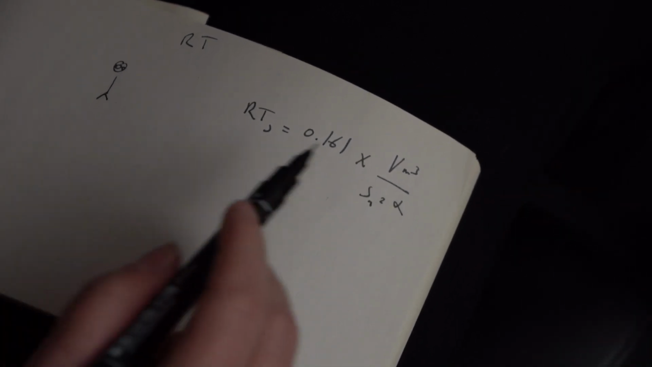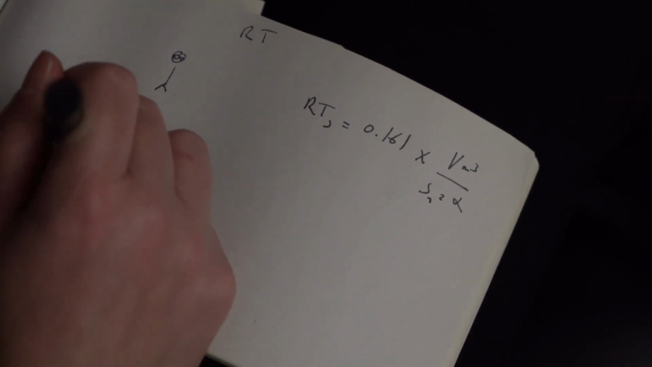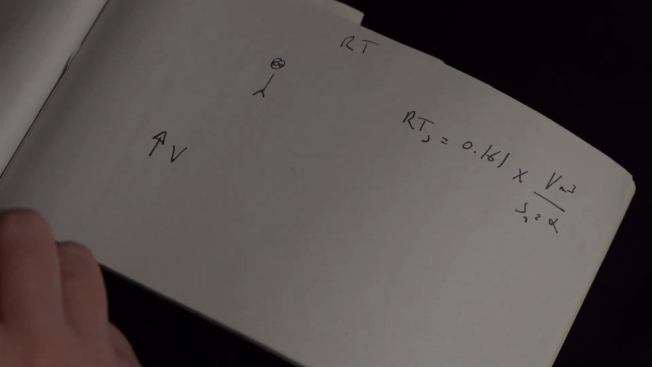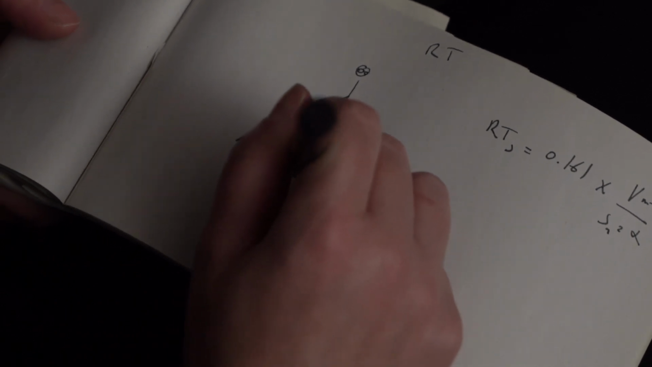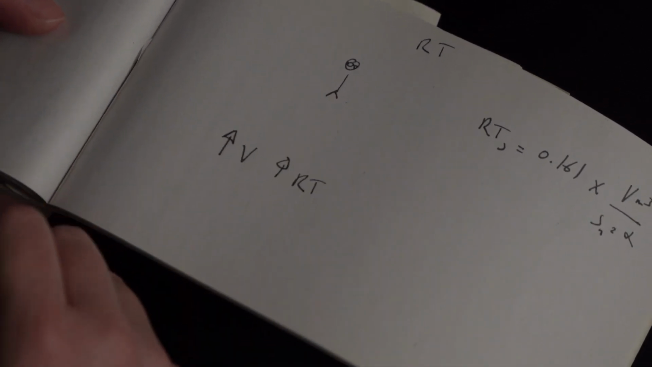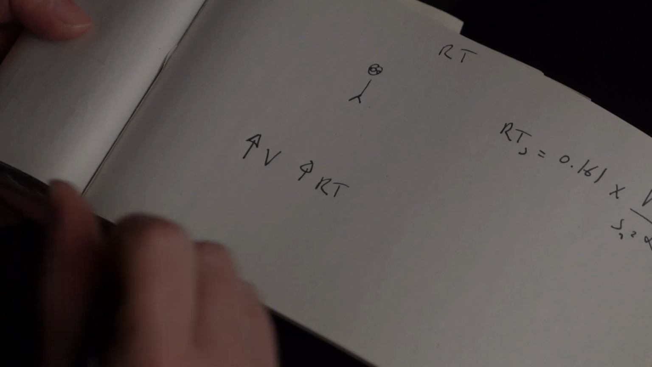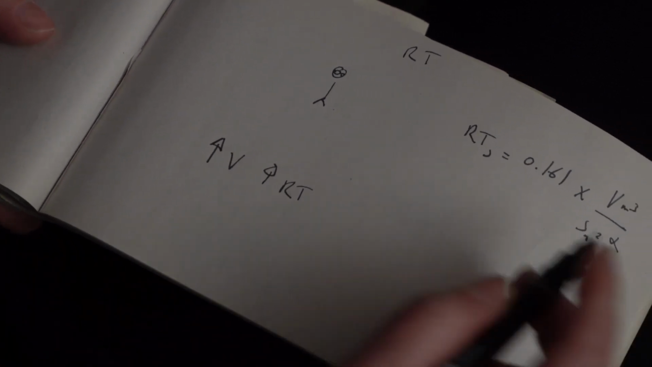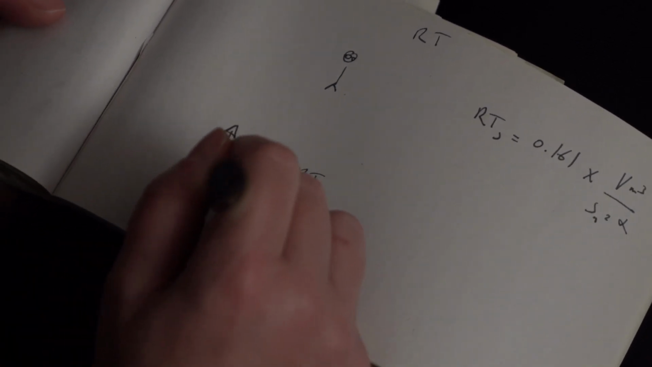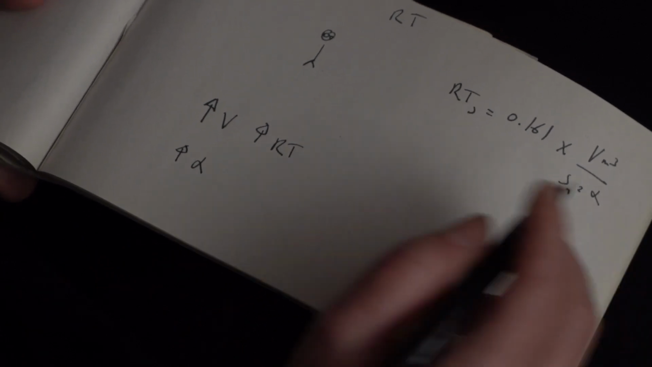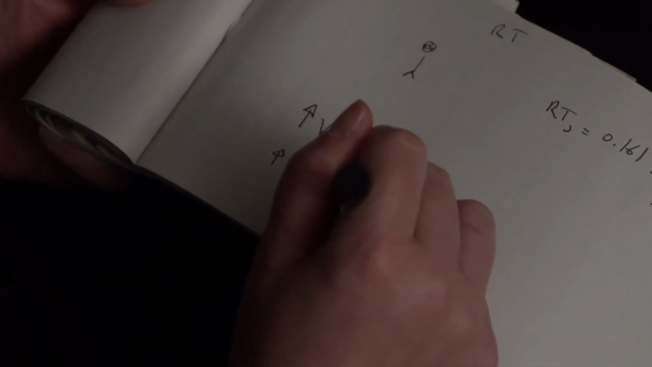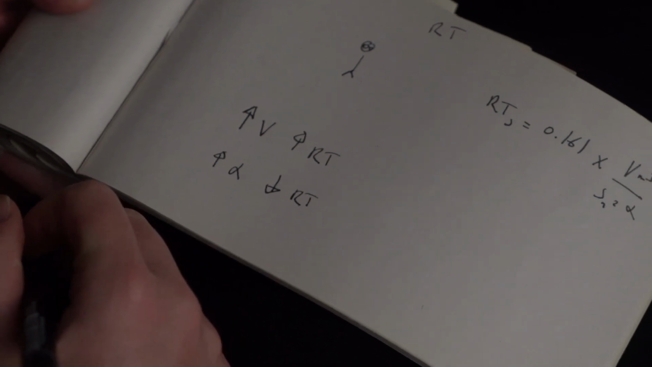So if we just look at this formula with basic math, we can conclude that the bigger the volume of the space, the longer our reverberation time. On another note, the higher our coefficient of absorption, alpha, the shorter our reverberation time.